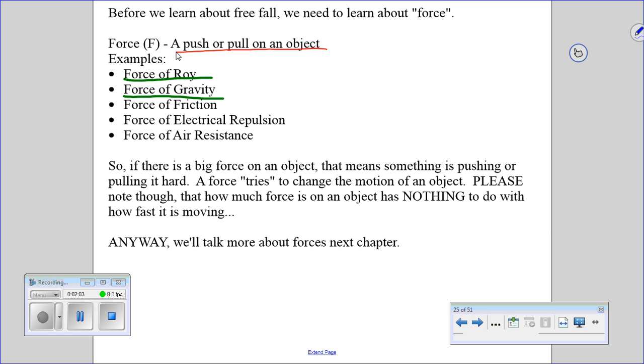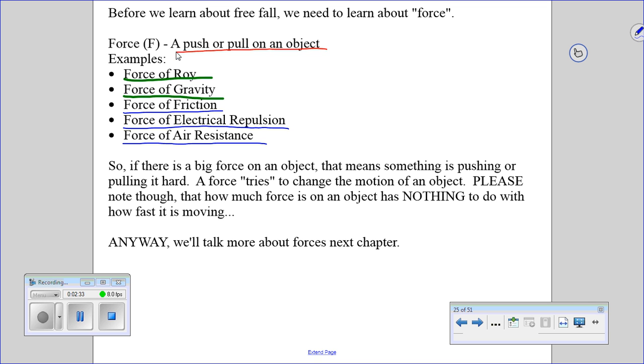Once we get into forces a little bit more, we'll talk about the force of friction. At the end of the year, we'll talk about electrical forces. There are two types: electrical attraction and electrical repulsion. And we'll also talk very briefly about the force of air resistance. That is, if you move through the air, it pushes against you, and thus is providing a force. All right, so I think that's pretty much it.